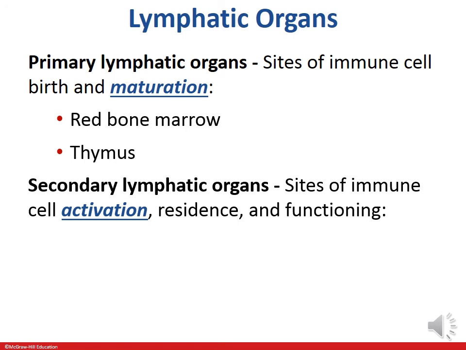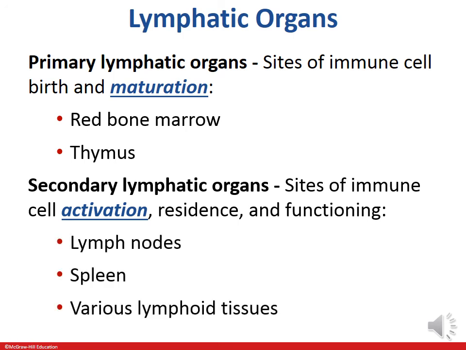And this is where the actual fight is going to be, what we call the antigen challenge. It's going to happen in places like the lymph nodes, the spleen, and other tissues throughout the body, like the tonsils and Peyer's patches in the intestines and things like that. So we'll pick up on those in the next chapter.